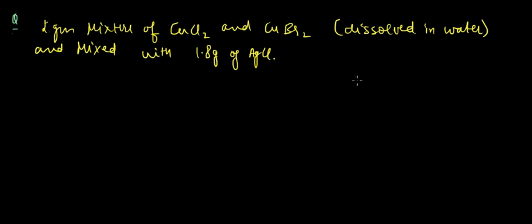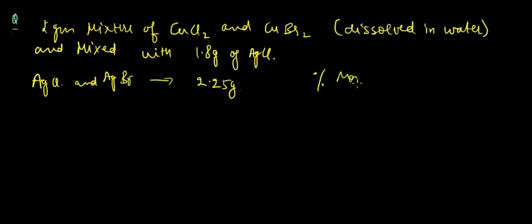Okay, so after the reaction mixture of AgCl and AgBr was filtered, washed and dried, the mass was found to be 2.25 gram. After washing and drying, the mass of the mixture of AgCl and AgBr comes out to be 2.25 grams. So the question is, what mass percentage of CuBr2 was there in the original mixture?